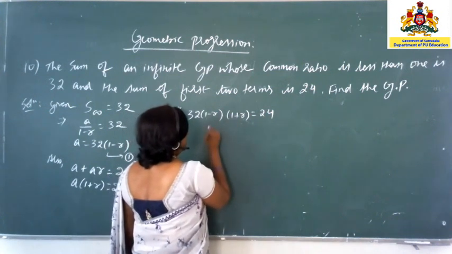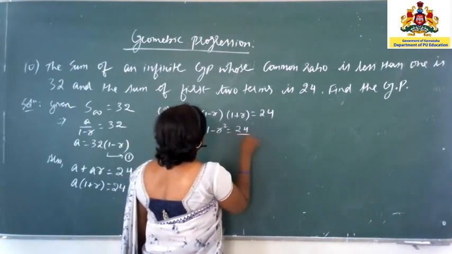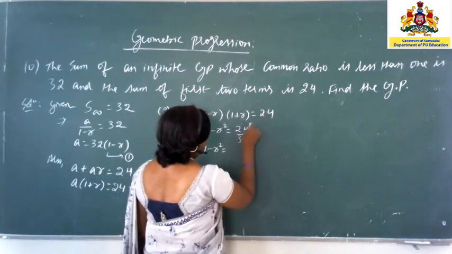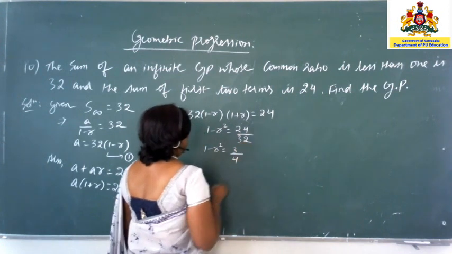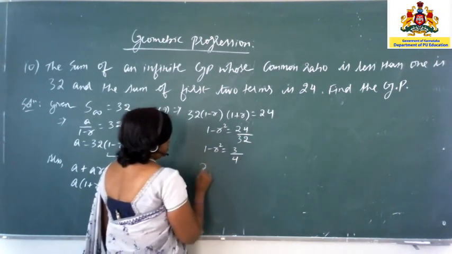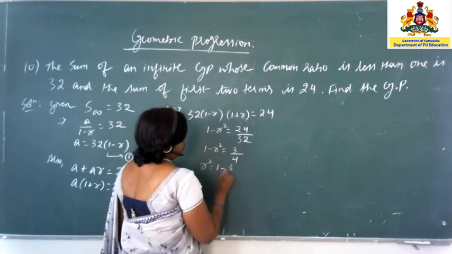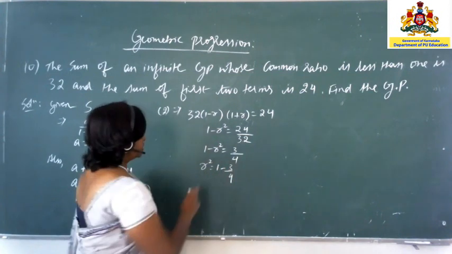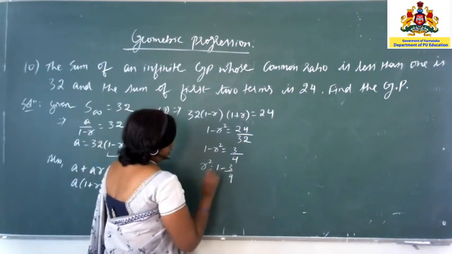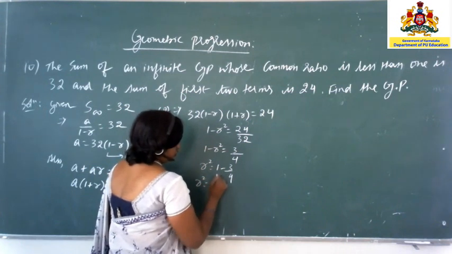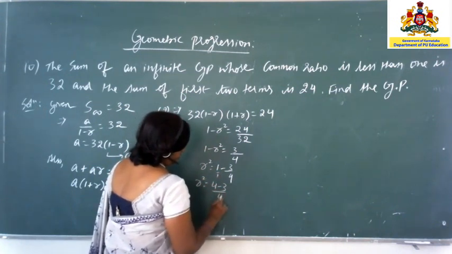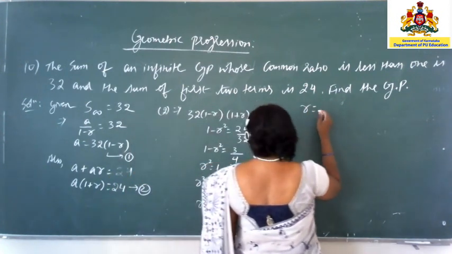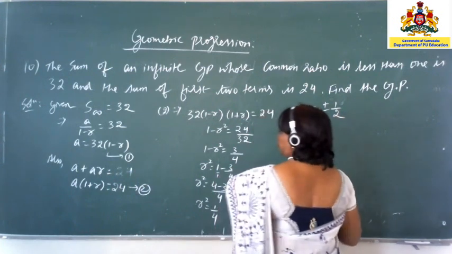So 1 minus r into 1 plus r is 1 minus r square, which is equal to 24 divided by 32. So 1 minus r square is equal to 3 by 4. Bring 3 by 4 to the LHS, r square to the RHS. So you'll get r square is equal to 1 minus 3 by 4. Take the LCM: 4 minus 3 by 4. So r square is equal to 1 by 4. So r is equal to plus or minus 1 by 2.